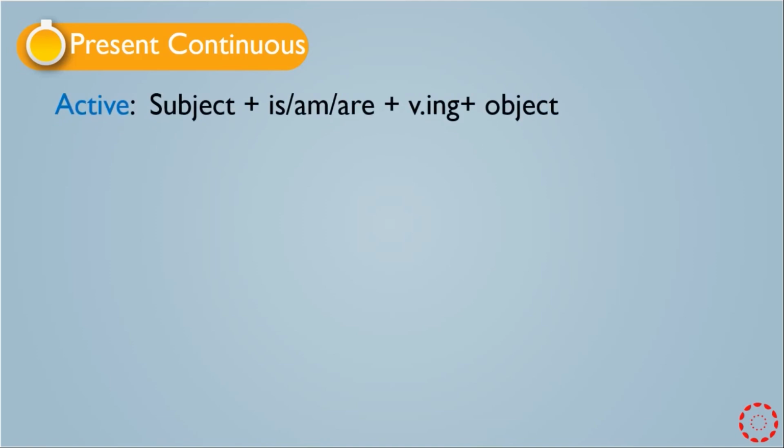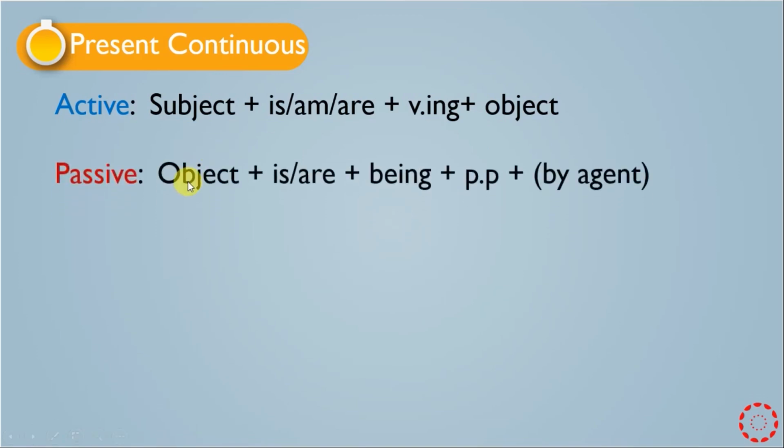As we see here, we have subject and then we have verb to be, is, am, are, and then we have verb ing, and then we have object. We change this active form to the passive form. How? Let's see. This is the passive form of present continuous.